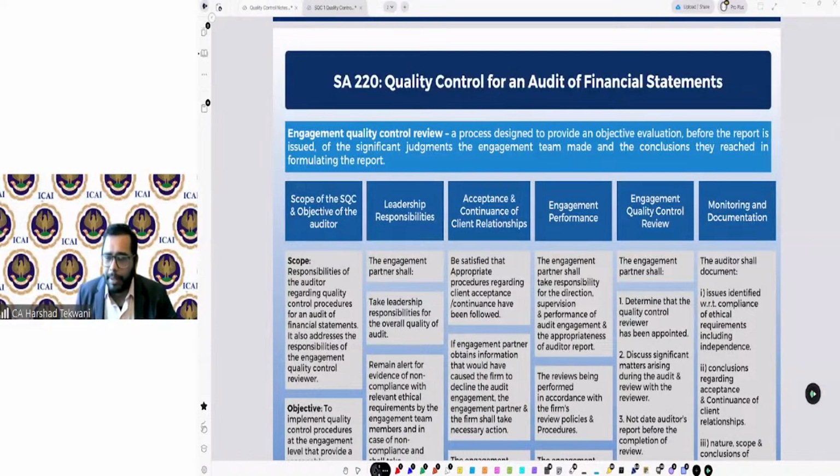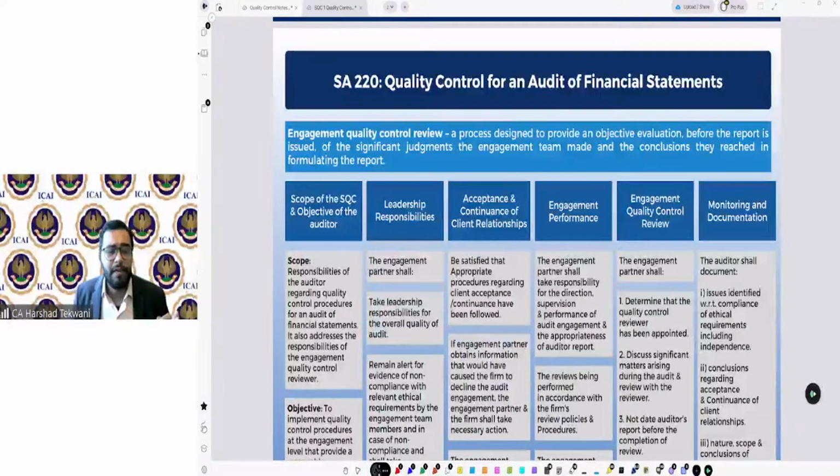Let's say, for example, you have received one client, your friend, who asked you to perform the audit. By performing the audit, you are required to follow some standards, which we usually call standards on auditing. One such standard is SA 220 that you will follow while performing the audit. But SQC 1 is applicable at the firm's level, which means SQC 1 has a wider application compared to SA 220.